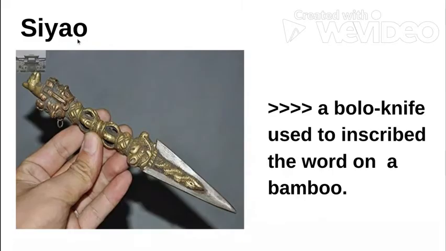They use this type of knife. Before, class, they didn't have ball pens, no pencil, no paper. So during this time, they used bamboo. And the material that they used in writing is the siyaw. Siyaw is a bolo knife used to inscribe words on bamboo. If they are going to express their feelings, they carve it, they write it on the bamboo. We will proceed with that one. There is an example for that later.